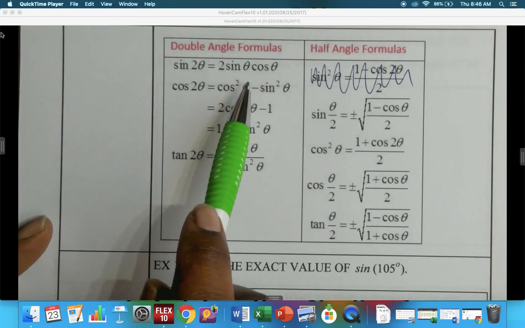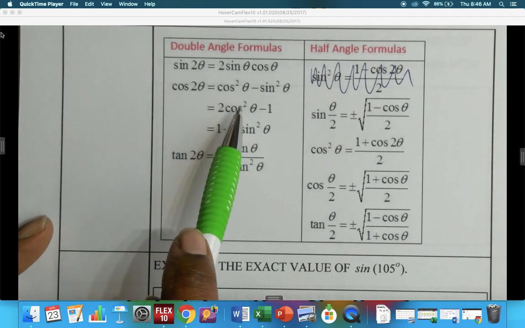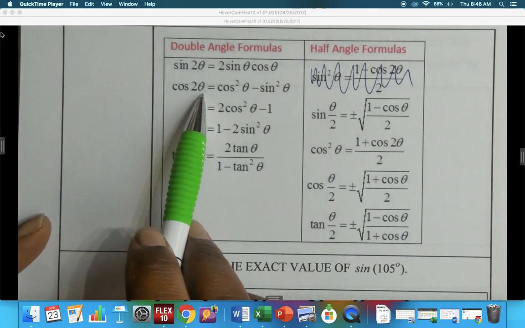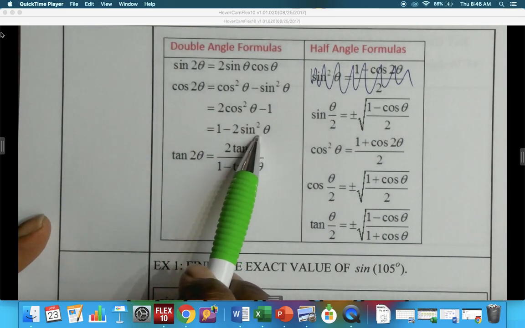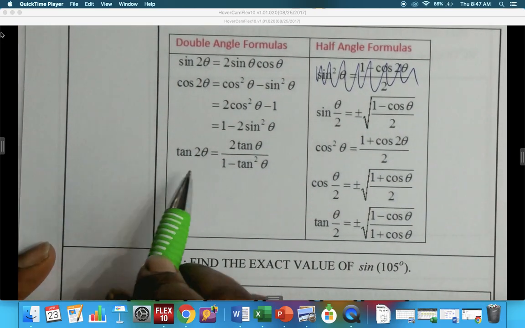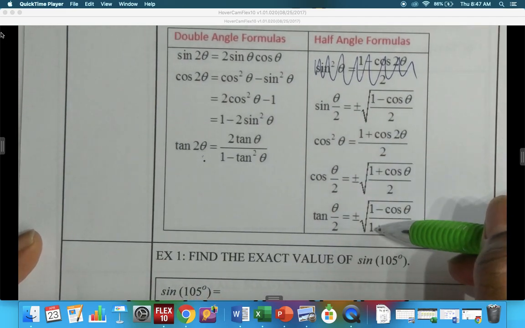Same with cosine. Cosine actually has 3 different formulas that we get to pick, and really, we get to pick unless we're given certain information. If we're looking for cosine of 2 theta, but we're only given information about sine of theta, we'd have to use this formula. But we'll go through some examples so you can see. And then we have the double angle formula for tan. All the half angle formulas are here.